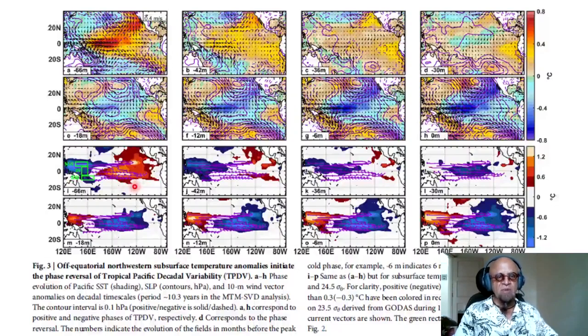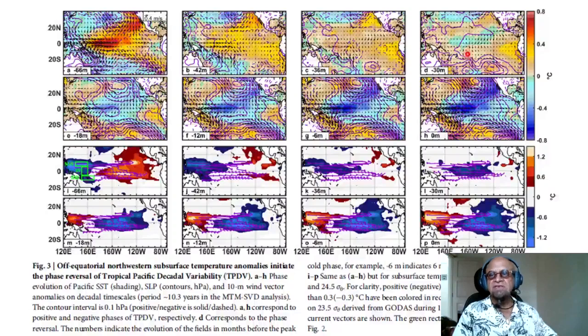And in these plots here we are looking at A to H. Let me just read the whole thing. A to H phase evolution of Pacific SST, etc. that we said. The contour interval is 0.1 HPA, positive and negative with solid and dashed as usual. A and H correspond to positive and negative phases of the TPDV. So here it is the flipped signal respectively. D corresponds to the phase reversal.